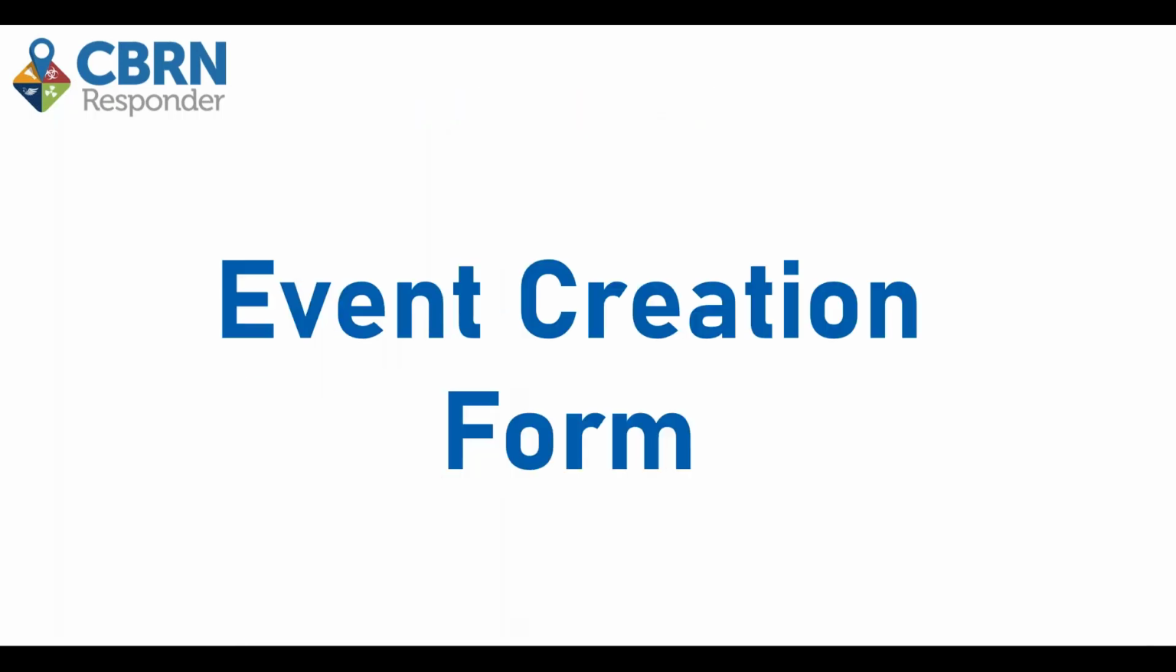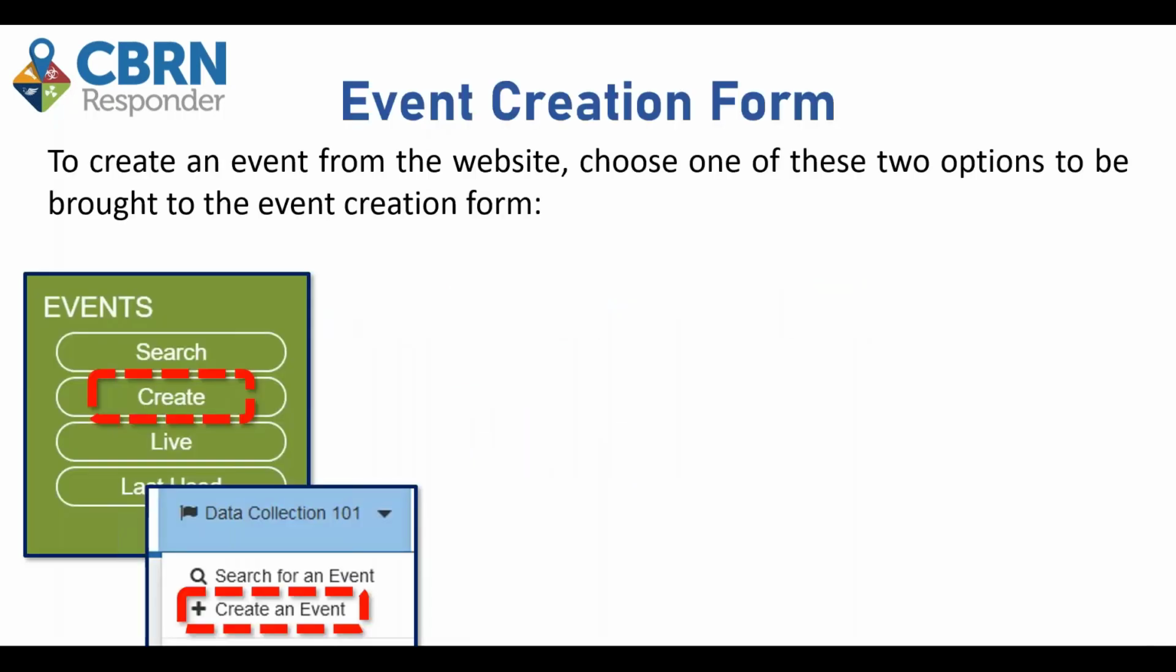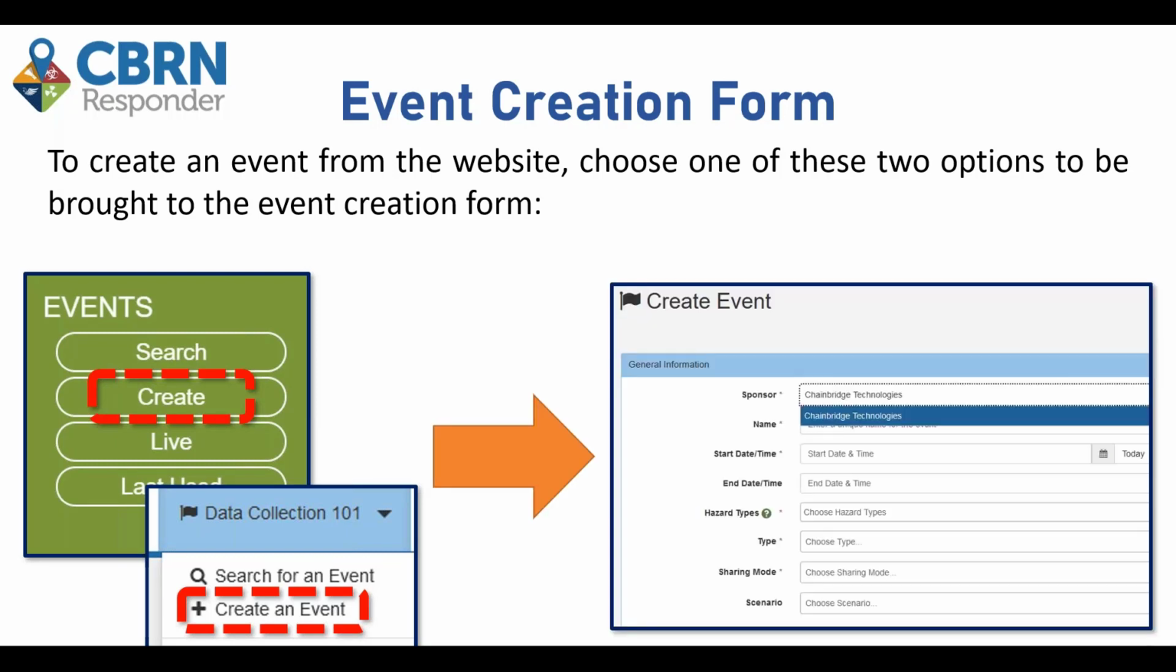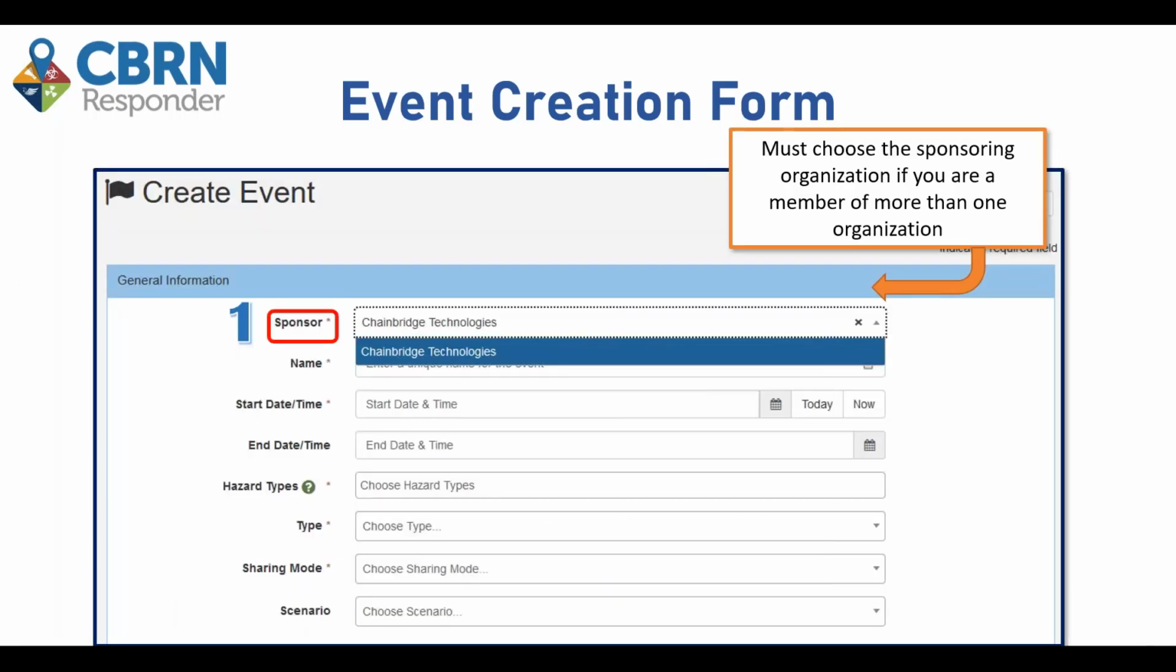Now that we know some of those basics for creating an event, it comes to actually creating the event with the different fields. From the website, you can go through either the events tile in the dashboard or from that drop-down header, and you will be brought to the event creation form. I'll go over a few of the specific fields that you will be entering.